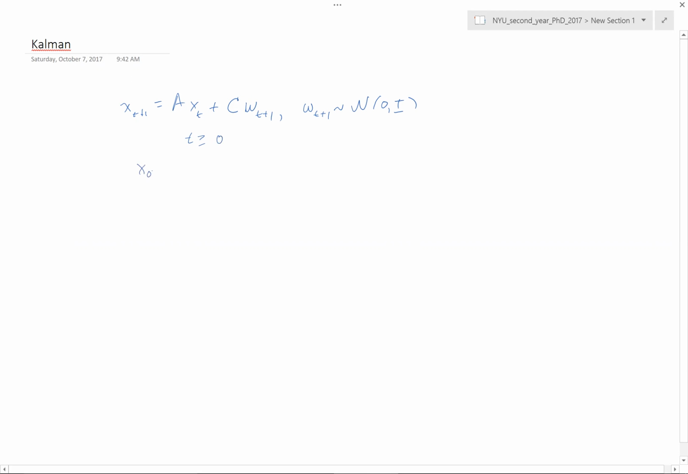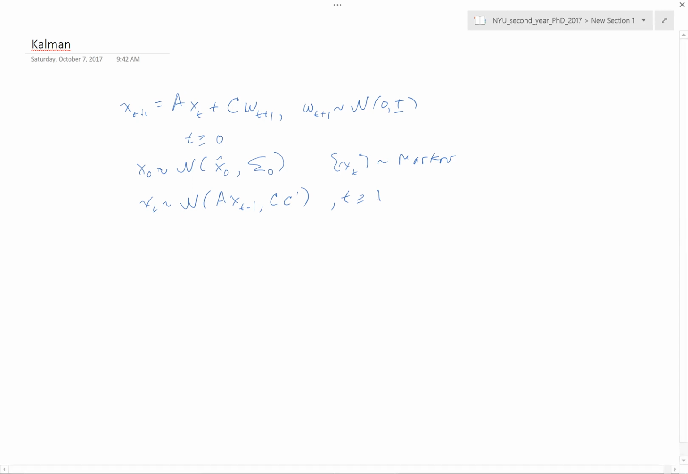And we're going to start the system off with x0 being distributed normally with mean, we're going to call it x0 hat. We'll see why we call it that in a minute. And covariance matrix of x0 around x0 hat of sigma 0. So xt is Markov. Another way to write this is the conditional distribution of xt is normal for t greater than or equal to 1.